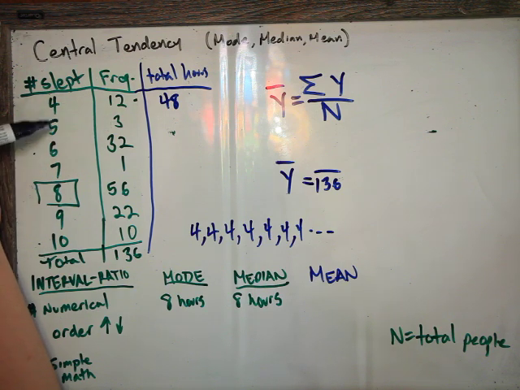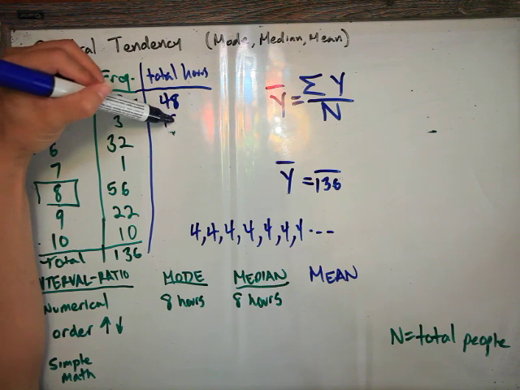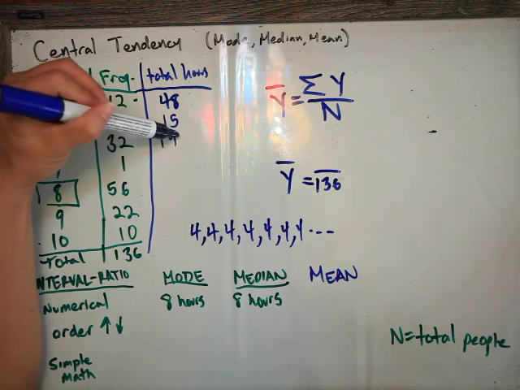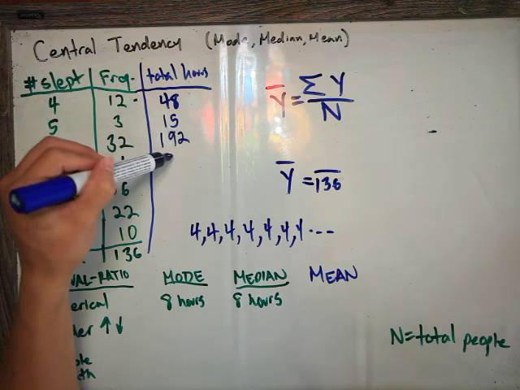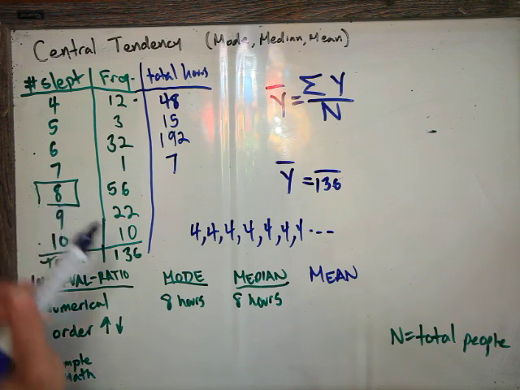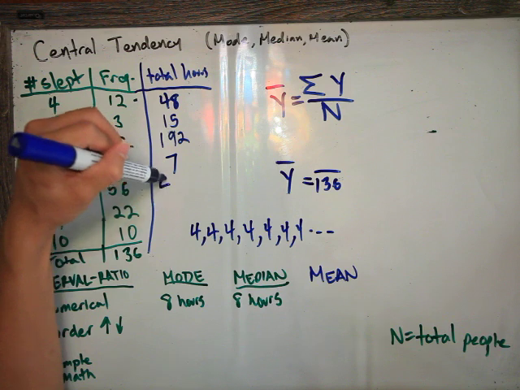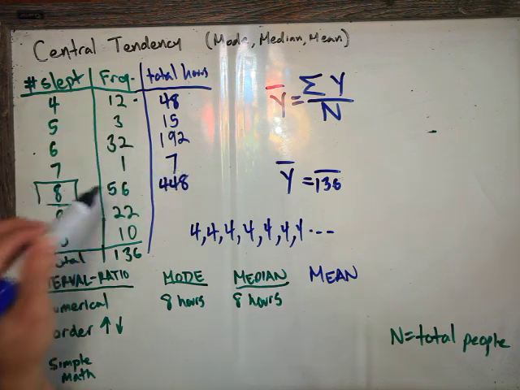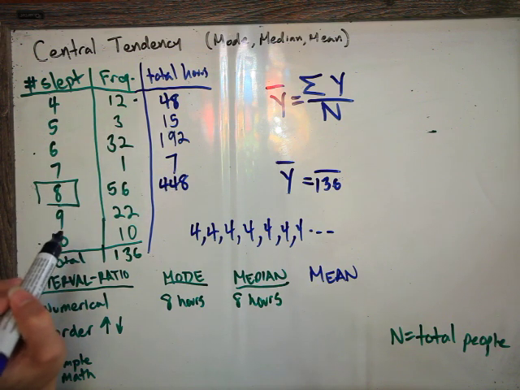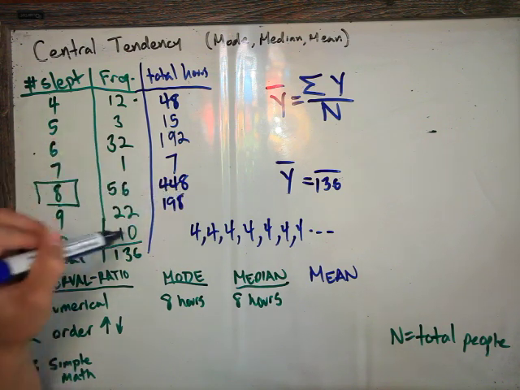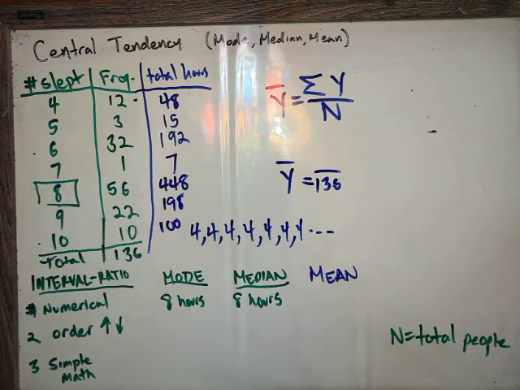So 3 people slept 5 hours, that's 15. 32 people slept 6 hours, that's 192. 1 person slept 7 hours, so that's just 7. 56 people slept 8 hours, that's 448 total hours by all the people who slept 8 hours. 22 people slept 9 hours. And 10 people slept 10 hours.